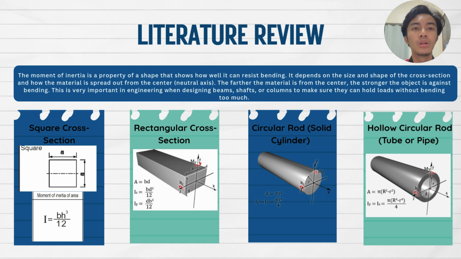Lastly, we have the hollow circular rod or pipe. The formula for moment of inertia is I equals pi times big R to the power 4 minus small r to the power 4, divided by 4, where R is the outer radius and small r is the inner radius. This design reduces material usage while still maintaining high resistance to bending and torsion. It is commonly used in lightweight structural applications like bicycle frames and scaffolding.